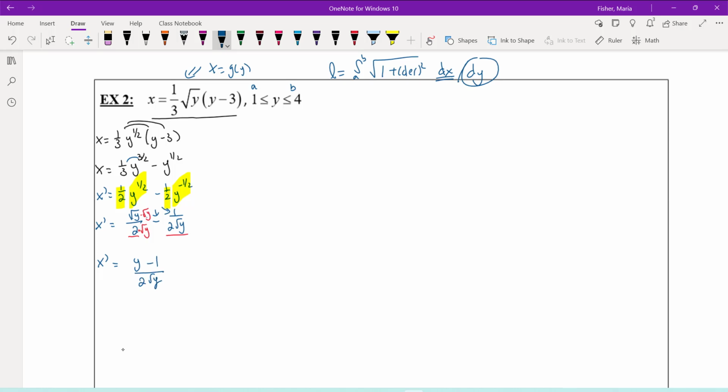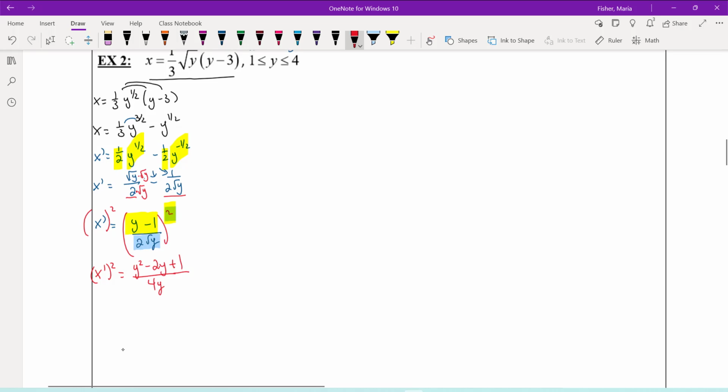Now that I've got a single fraction, I'm going to go ahead and raise it to the second power. So I'm raising this side to the second power and this side to the second power. X prime squared is going to equal, well, if I take y minus 1 and I square it, so think you're writing it twice and foiling, you end up with y squared minus 2y plus 1. And then if I take 2 square roots of y and I square it, well, 2 squared is 4 and the square root of y squared is y. Now what we need to do is add 1 to it. So x prime squared plus 1. You have y squared minus 2y plus 1 over 4y plus 1.